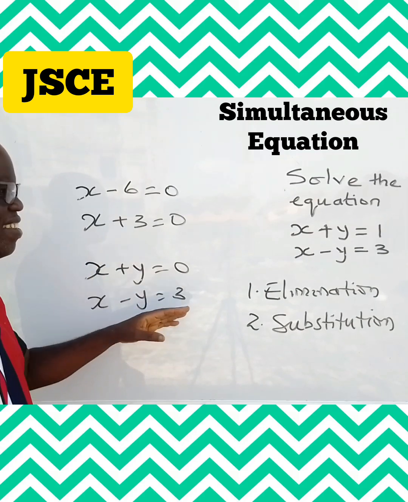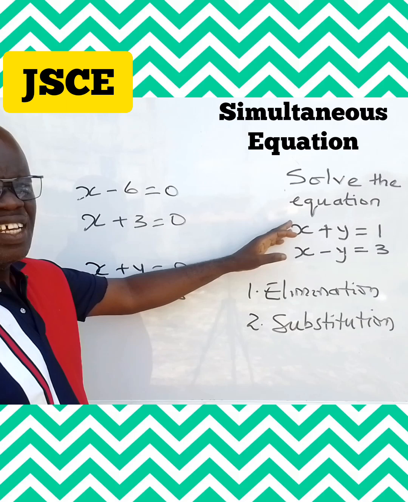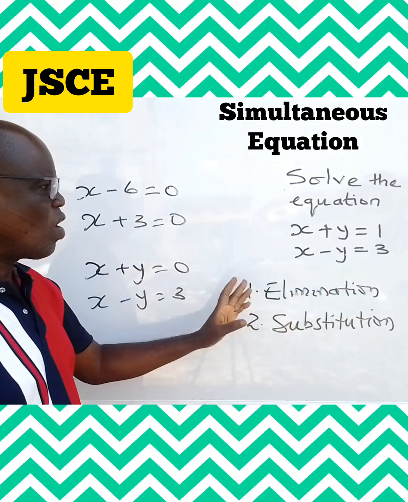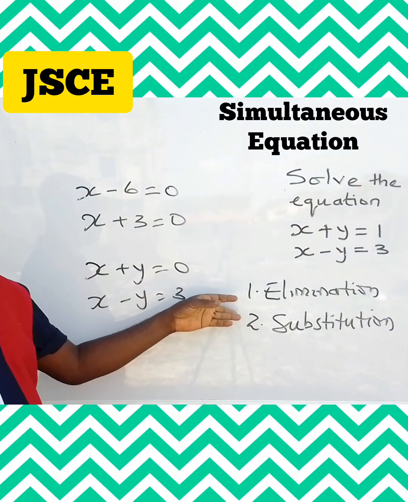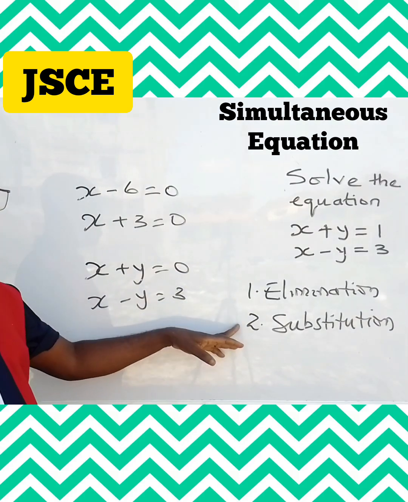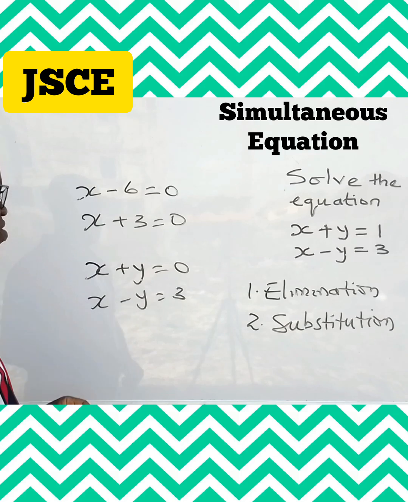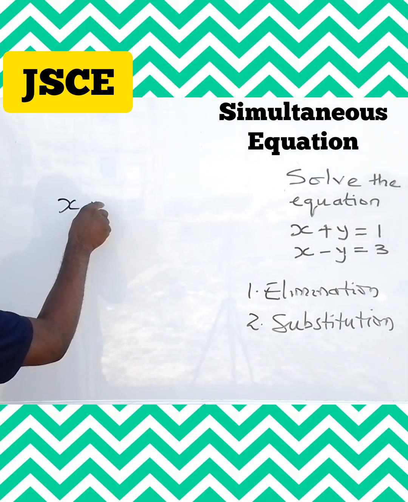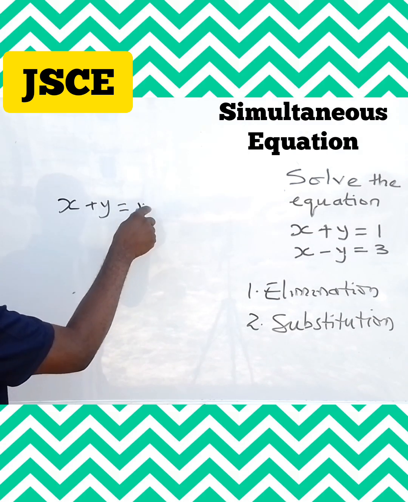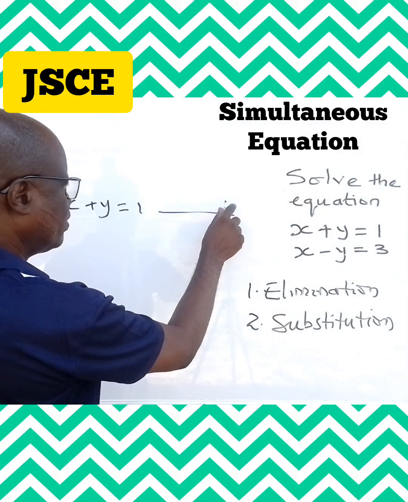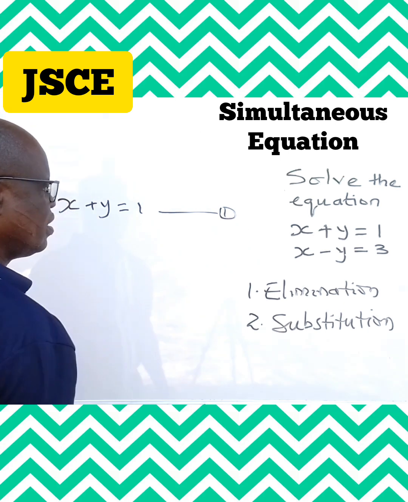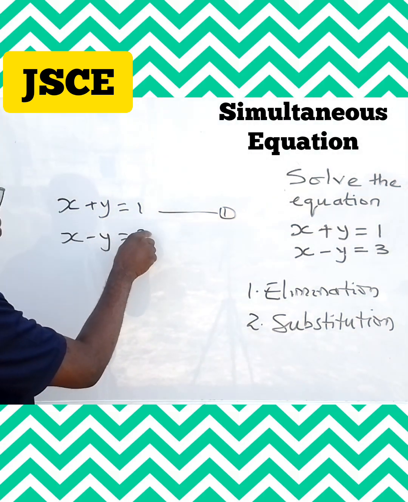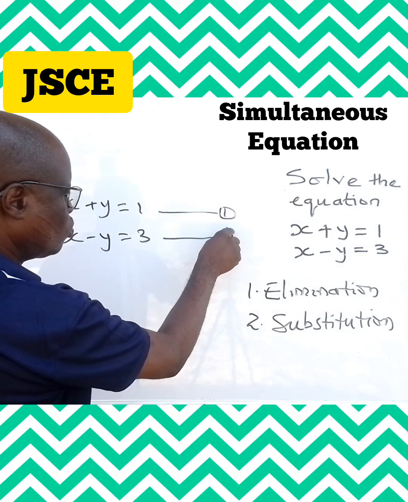Let's now look at this example. Solve the equations x plus y equal to 1, x minus y equal to 3. So I will use the elimination method today. When we meet again, we begin to look at the substitution method. So let's look at it. You have x plus y equal to 1. So you call this one equation 1. Then you have x minus y equal to 3. And you call this equation 2.